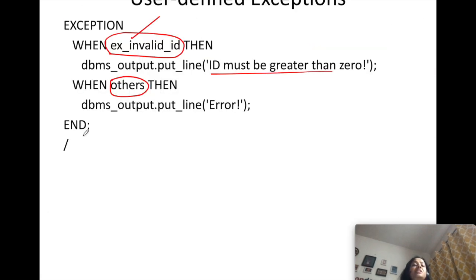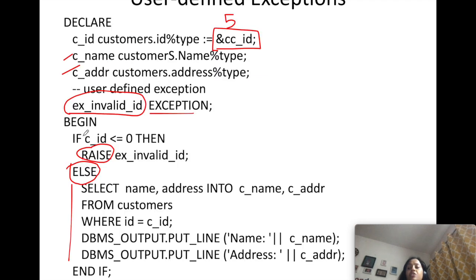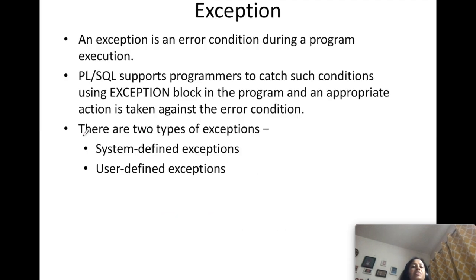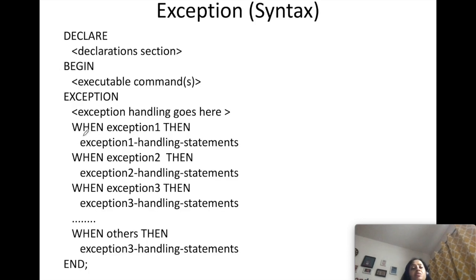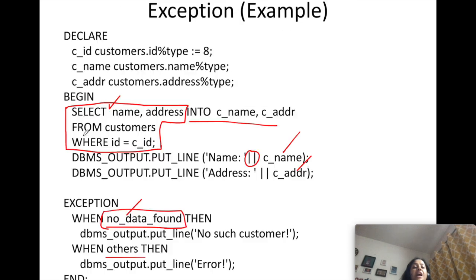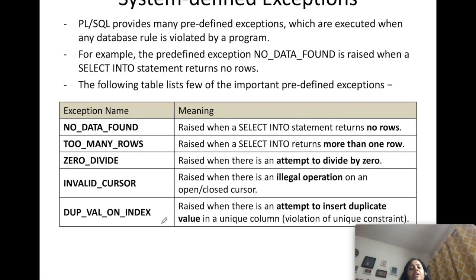So students, you have just now seen that we have studied two types of exceptions here. One is the default exception, one is the user defined exception, right? For the default exception, let us recap once. For the system defined exceptions, what did we use? We have many exceptions. I have used no data found here. Other than that, I have also shown you too many rows, zero divide, invalid cursor, etc.